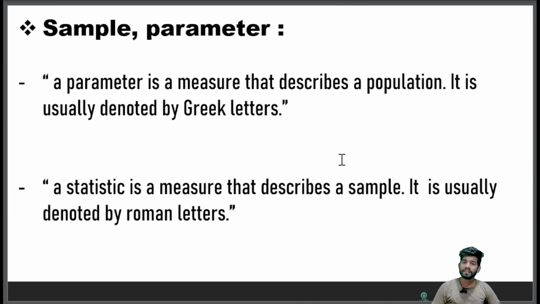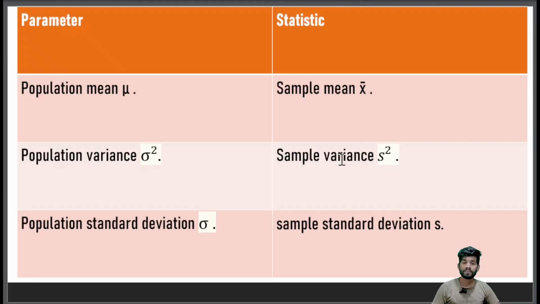A statistic is a measure that describes a sample. We can say statistic or we can say sample also. It is usually denoted by Roman letters. Please remember these things. A parameter is a measure that describes a population and it is usually denoted by Greek letters. Parameter is denoted by Greek letters and sample is denoted by Roman letters. Here are the parameters and statistics differences, where the population mean is mu.